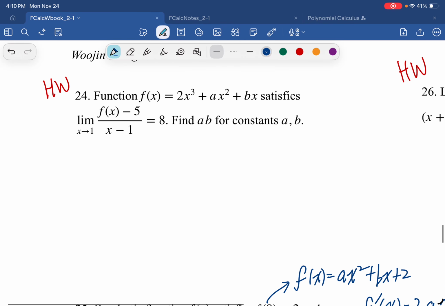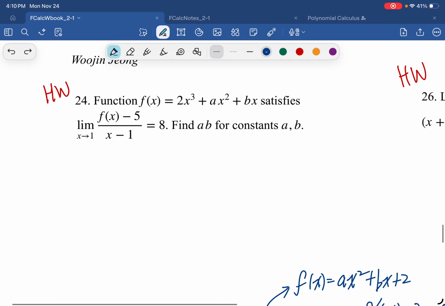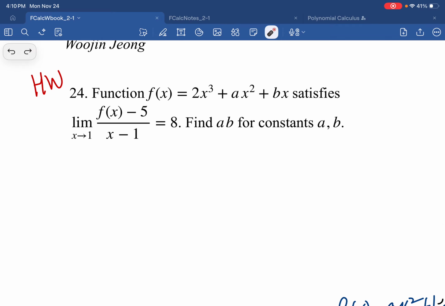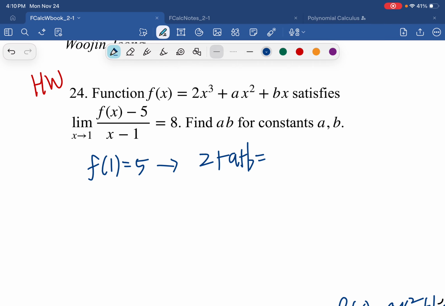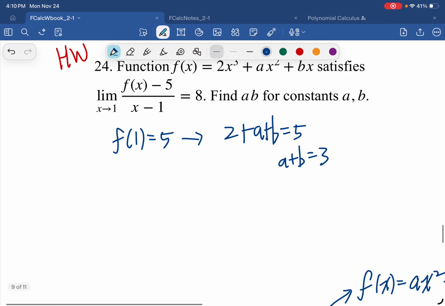Number 24. We have a function and we have a single limit. So when we first look at the limit, the denominator goes to 0, but the limit exists. So the numerator goes to 0. So f of 1 must equal 5. And here we get one equation, right? So we get 2 plus a plus b has to equal 5. So a plus b has to equal 3. And then we go back to the limit and we can rewrite this as, hey, x minus 1 under f of x.